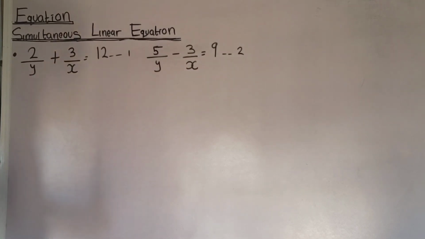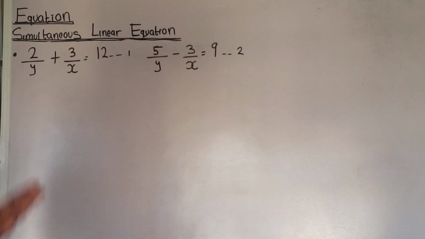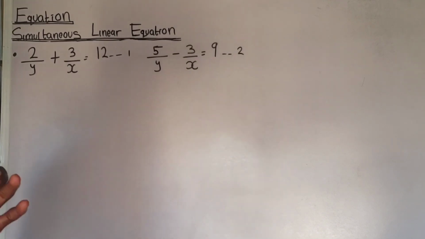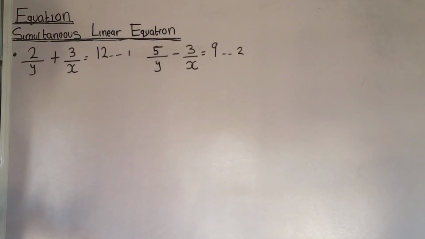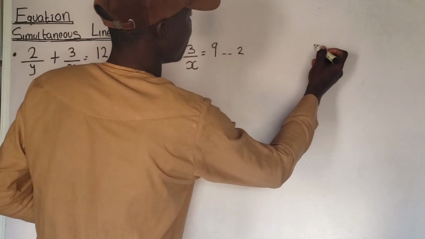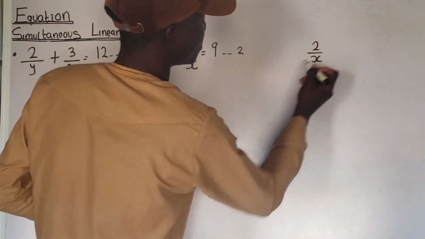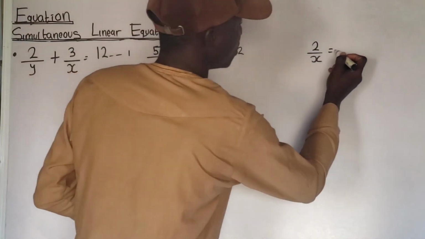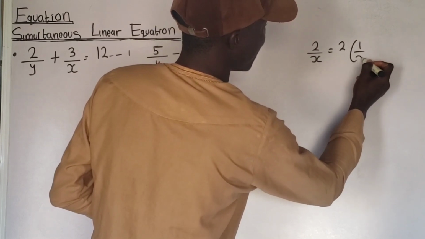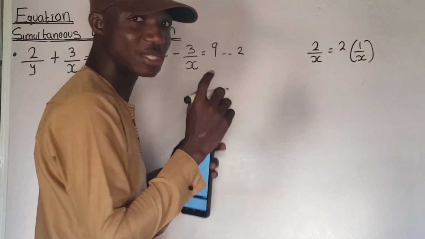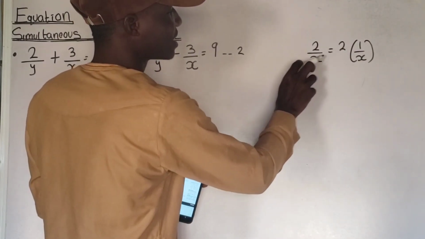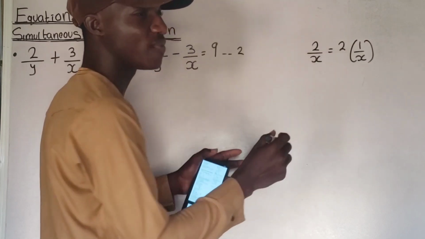You can see that even the unknown that we are looking for is at the denominator. Now, how do we go about this? Pay attention. If I have 2 over x, 2 over x can be written as what? 2 multiplied by 1 over x. Do you understand? Please pay attention. 2 over x can be written as 2 multiplied by 1 over x.